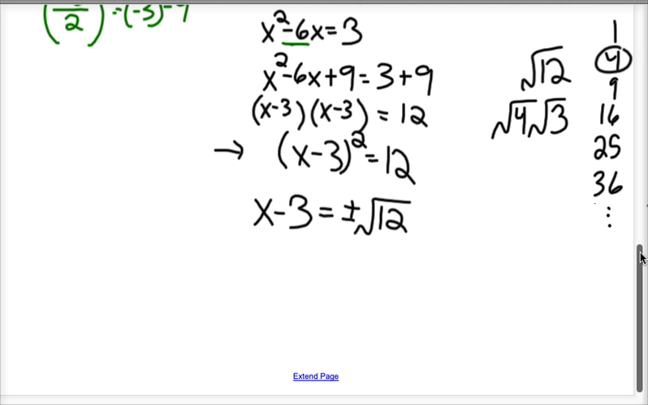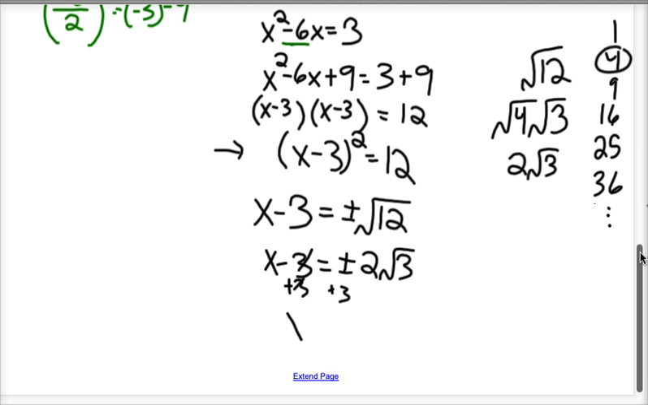Why am I writing it that way? Well, because square root of 4 is 2. So right away, I'm actually going to call the square root of 12 2 square roots of 3. Remember, I do want you simplifying these, okay? Simplify your radicals. Now, to solve, I'm going to add this 3 over to both sides. So we get 3 plus or minus 2 square roots of 3.